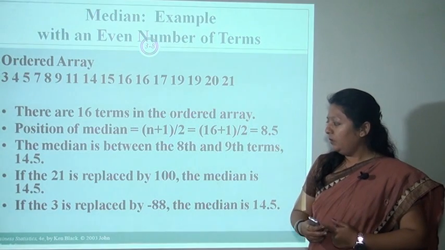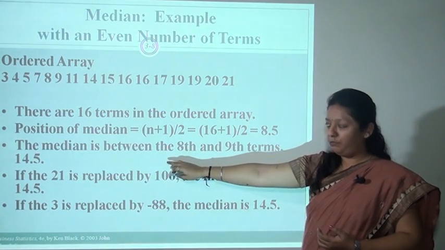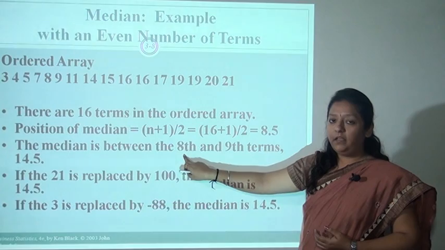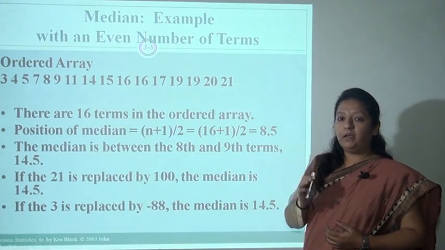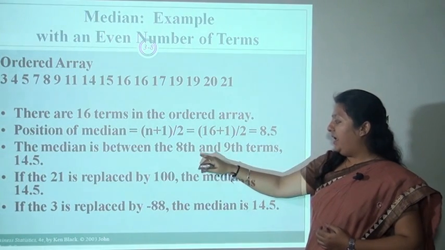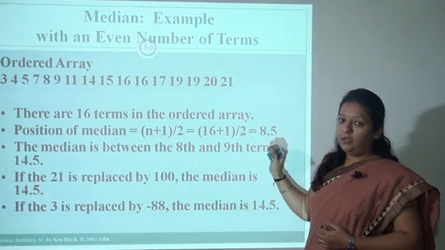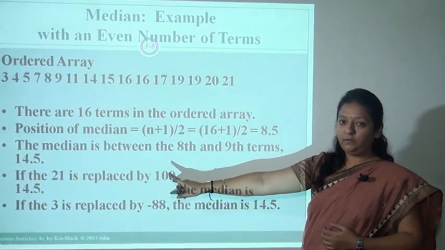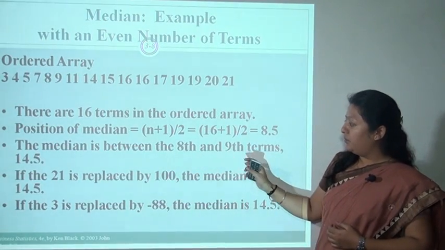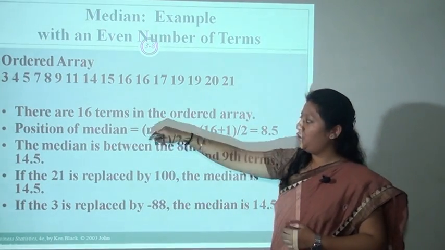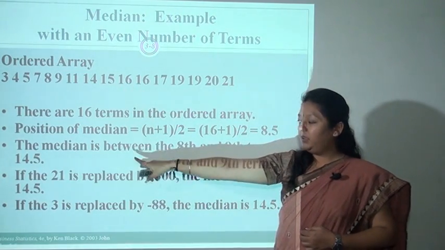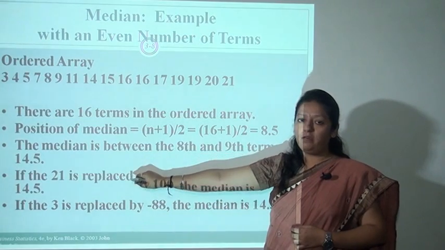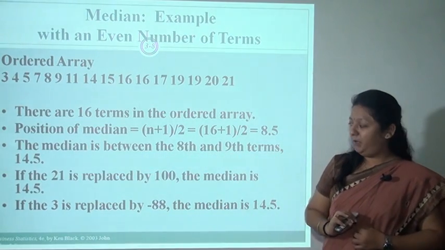Now we can calculate the value of the median using the 8th item plus the 9th item, and we divide it by 2. That is the 8th term and the 9th term, which is going to give 14.5. That is the calculation, the summation of 14 plus 15 divided by 2. So 14.5 is going to be our value of the median.